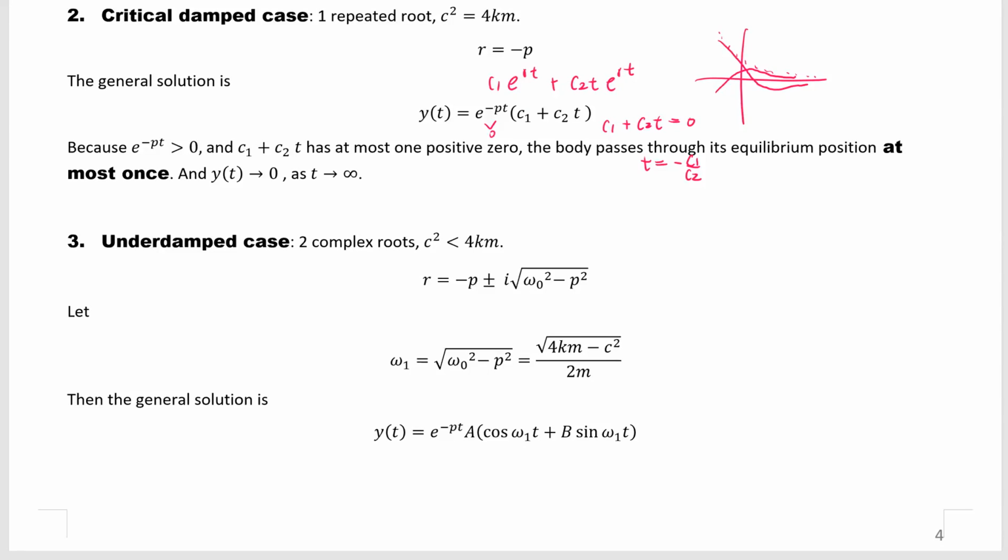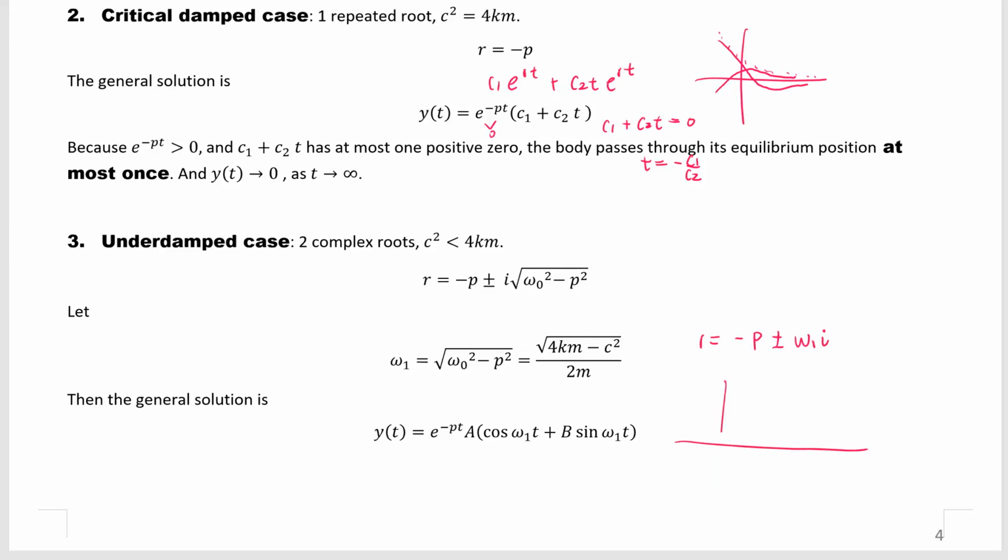Let's use omega 1. So let the roots be minus p plus or minus omega 1 i. Okay, so let this be our root. Then our solution looks like e to the minus p t, and then a cosine omega 1 t plus b sine omega 1 t. So omega 1 is the imaginary part. Negative p is the real part.